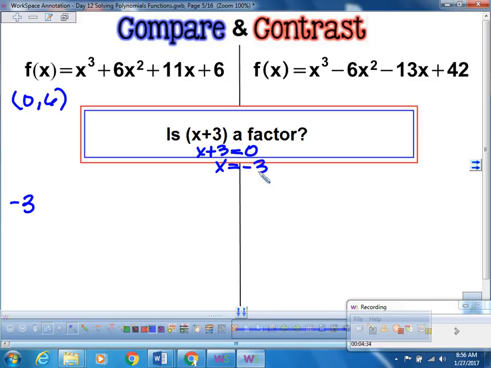Okay, so I'm going to try it. I'm going to use synthetic because it's easier. So I've got negative 3. And my coefficients here, let's double check, 3, 2, 1, none. Do I have any holes? So we're good. Okay, so my coefficients here are 1, 6, 11, and 6. I set it up for you. You go ahead and do it.